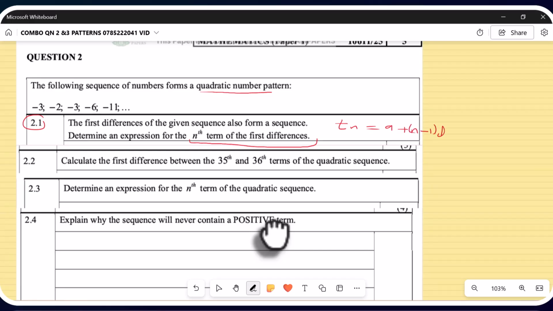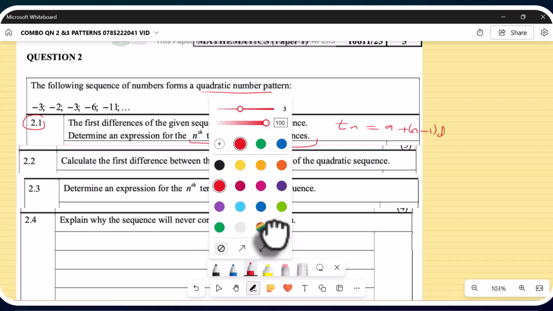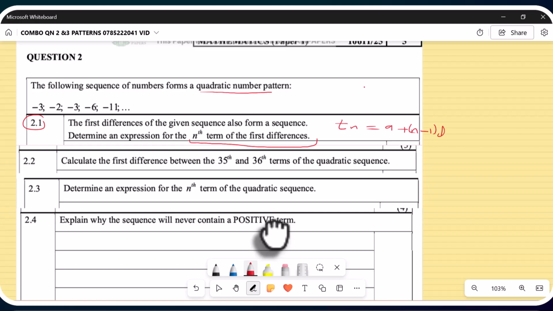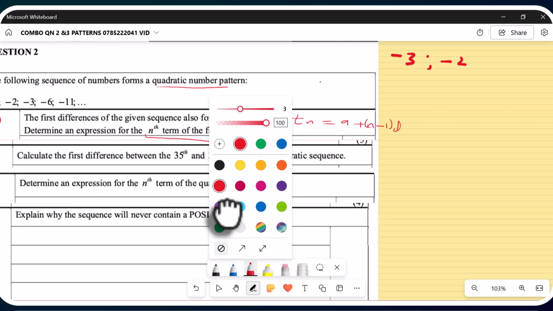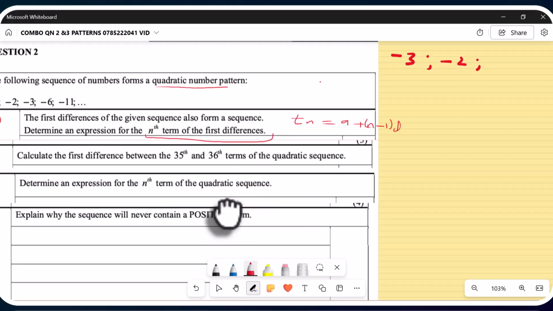All right, so now we know that quadratic, you can do minus 2 minus minus 3, it gives us a 1, right? Then minus 3 minus minus 2, it gives us minus 1, right? Then negative 6 minus minus 3, it gives us a negative 3, right? And then here, negative 11 minus minus 6, it gives us a negative 5.